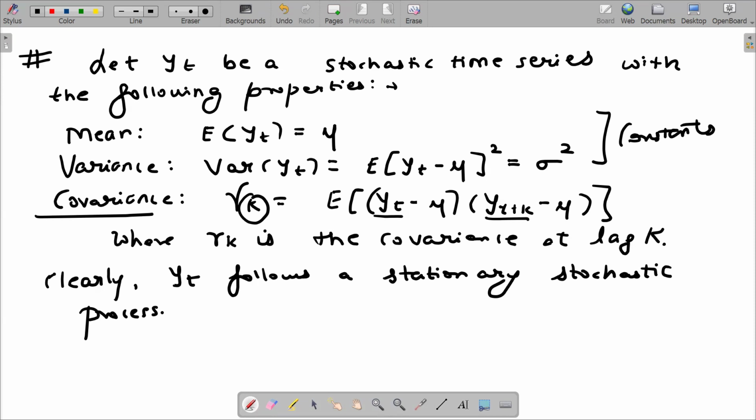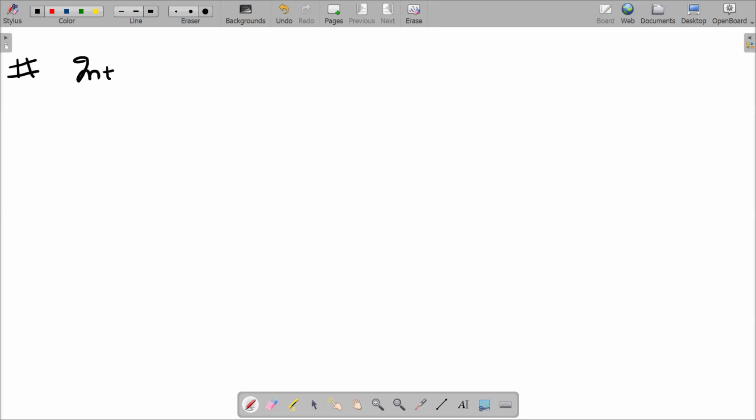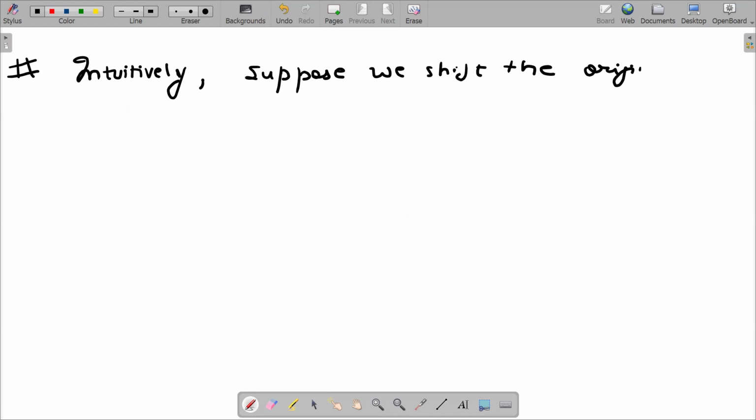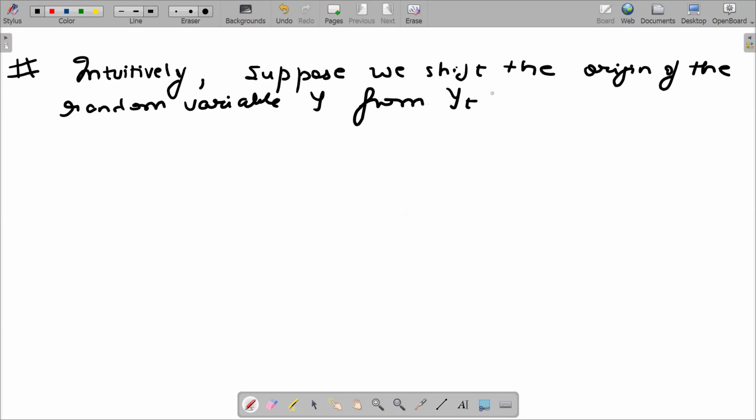Now, suppose we try to shift the origin. Let's understand this intuitively, since this is what we are doing new in this lecture. Intuitively, suppose we shift the origin of the random variable y from yt to yt plus m.